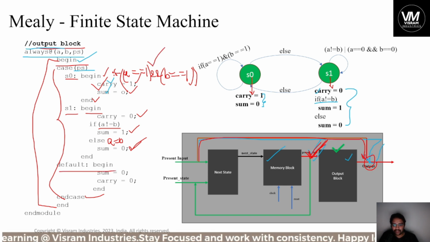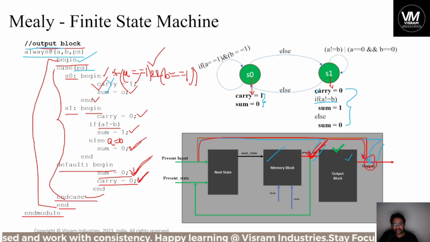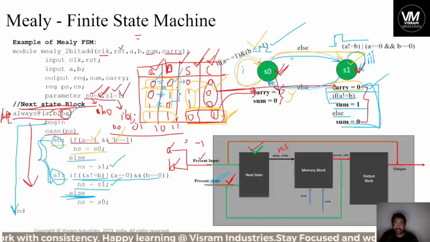And default begin, sum is equal to 0 and carry is equal to 0. That's what we can write. Okay, sum is equal to 0 and carry is equal to 0. That is with the end case, and then the end module. End module is related to the initial definitions of the module. Okay, this is the Mealy FSM.